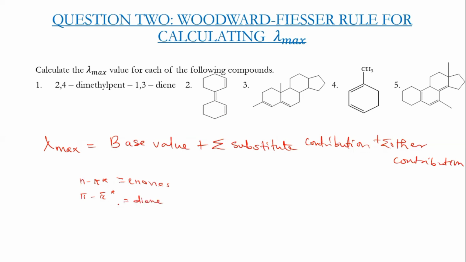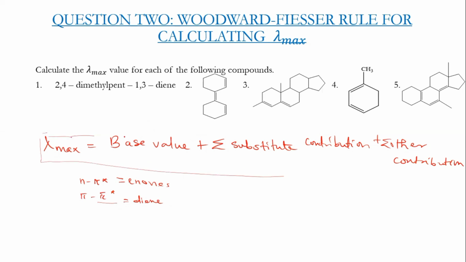So we're going to be calculating the lambda max for compounds that have enones and the ones that have dienes. Of course, we also have this in a single double bond. But for the sake of these calculations, when you will be having a strong lambda max, you'll be having them in dienes and also in enones.